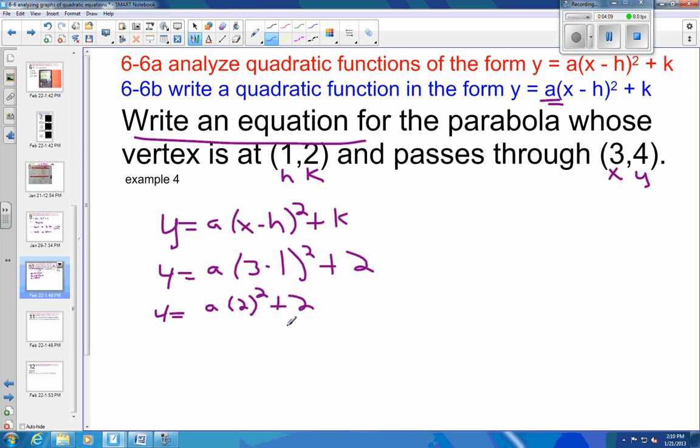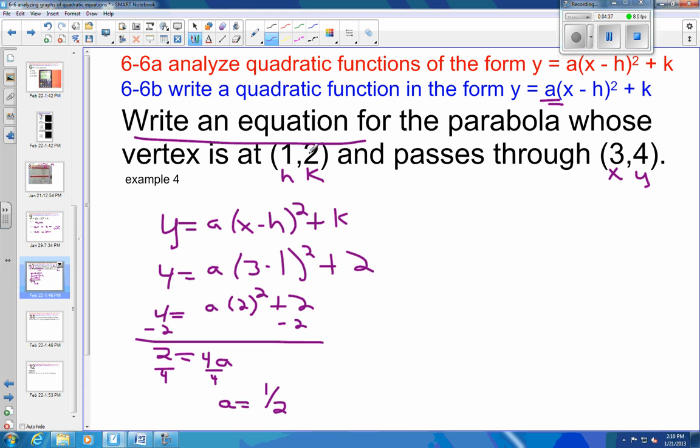And then we can subtract 2 from both sides, and you get 2 is equal to a times 2 squared, which is 4, so 4a. Then you divide both sides by 4, and you get a equals 1/2 when you reduce the fraction. Then you can go back and write the equation.